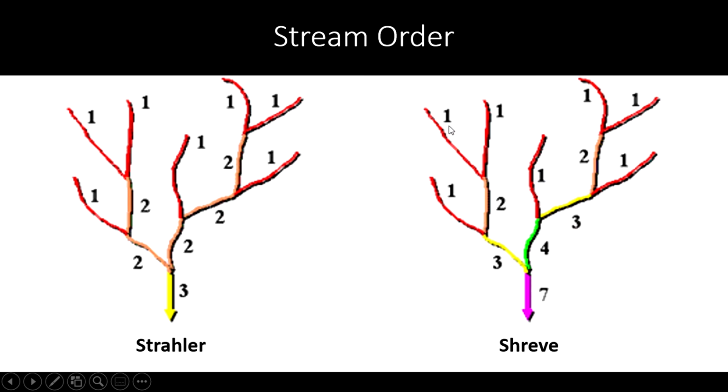Over here, the Shreve. What we have is when we have two streams coming together, what we do is we add the value. So 1 and 1, 1 plus 1 is 2. 2 plus 1 is 3. 1 plus 1 is 2. 2 plus 1 is 3. 3 plus 1 is 4. 4 plus 3 is 7.